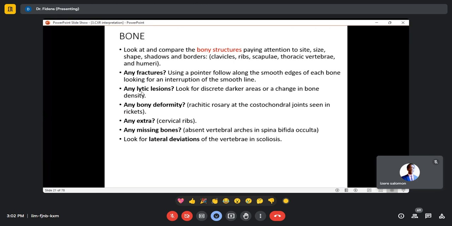When I say lytic lesion, do you understand what it means? By the way, no. What is the lytic lesion? Someone said yes. You like that word? Yes, but tell me what is the lytic lesion? How do you think? How does it look like? A lytic lesion.